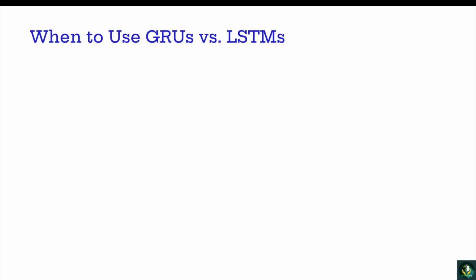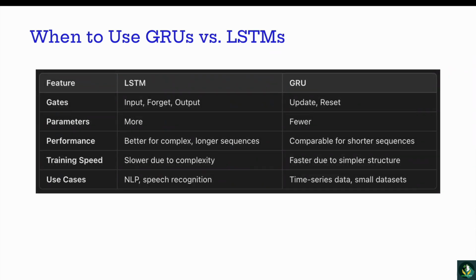Now, when to use GRUs versus LSTMs? Depending on the feature, for example, if you have gates, for LSTM you use input, forget, and output. For GRUs, we have update and reset. As compared to parameters, LSTM has more parameters and GRU has fewer parameters. As per performance, LSTM is better for complex longer sequences, and GRU is comparable for shorter sequences. For training speed, LSTM is slower due to complexity, whereas GRU is faster due to simpler structure. Use cases for LSTM include NLP and speech recognition. For GRU, it's time series data and small data sets.